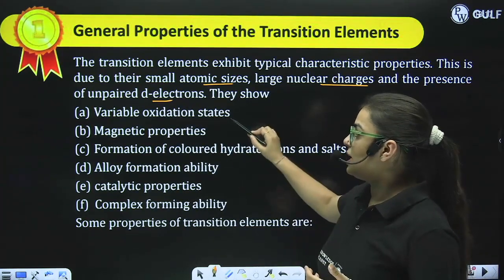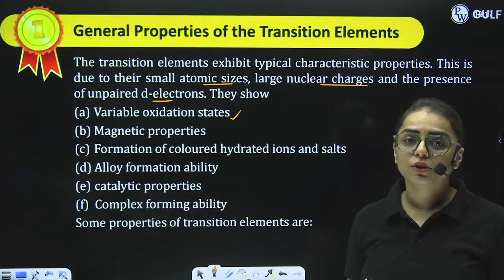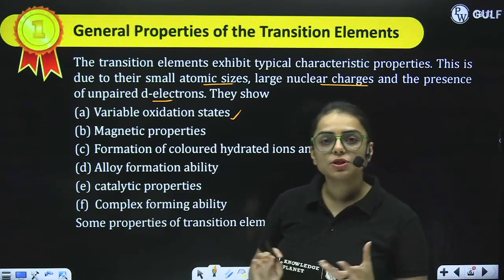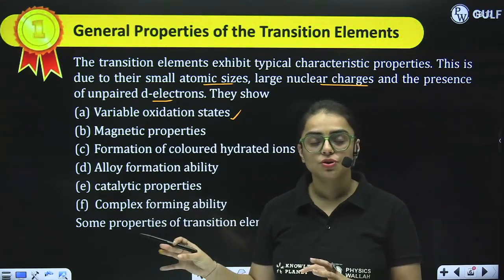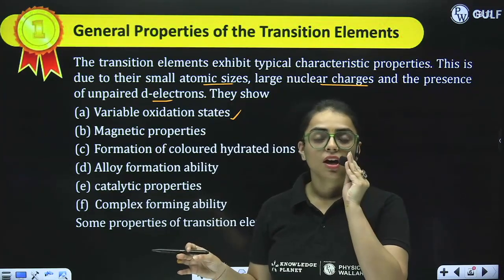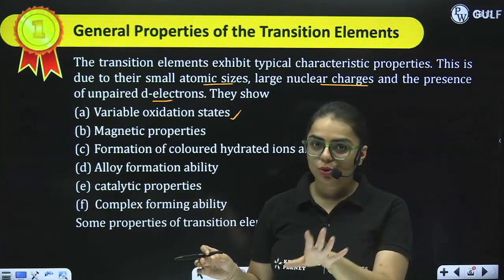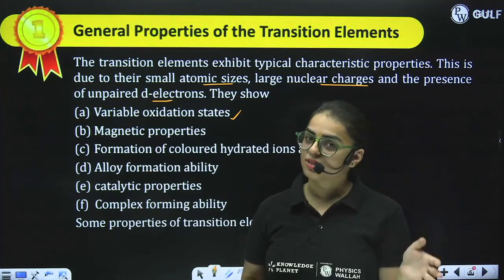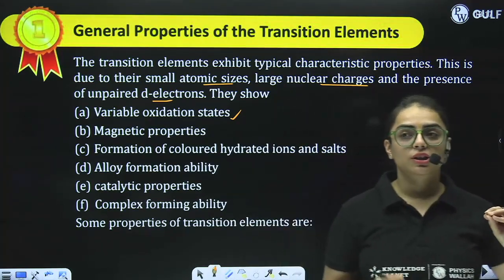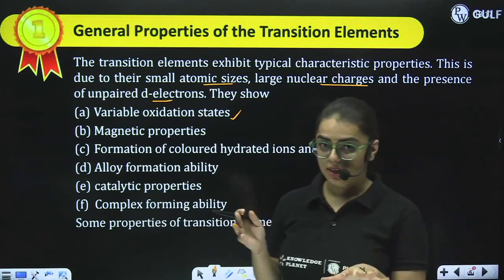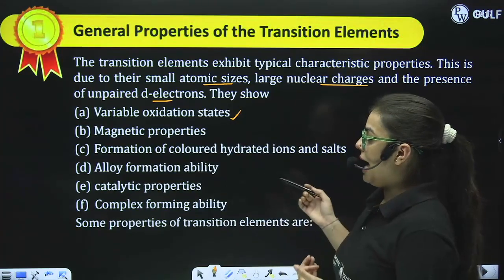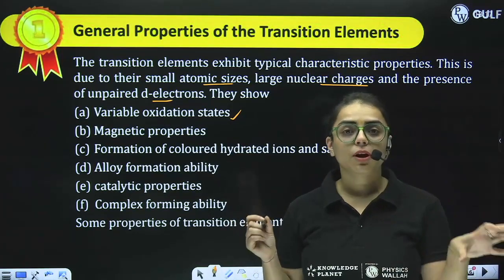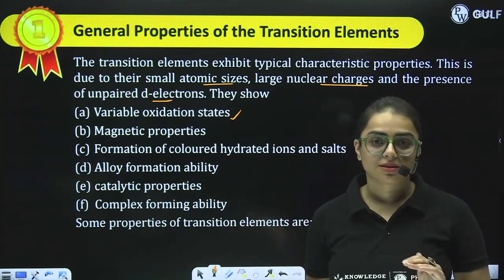So the very first is variable oxidation state. They can exhibit different oxidation states. D block elements generally have a +2 oxidation state, but yes, there is again an exception over there as well. You will observe that scandium basically does not exhibit that. Moreover, the highest oxidation state is +8. And for F block elements, the common oxidation state is +3.